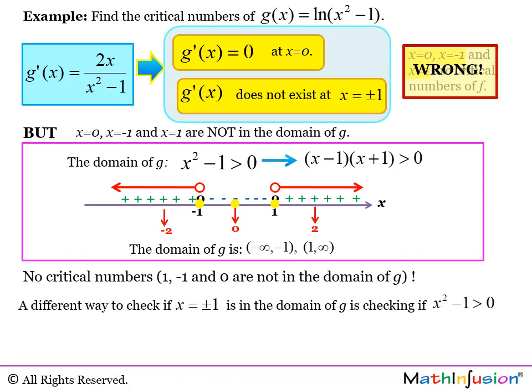There's a different way to check if those numbers are in the domain of g. You can just plug them in and see that if you plug 0 or 1 or negative 1, x to the power of 2 minus 1 is not greater than 0. So you don't have to do all this analysis on the real line because we don't care so much about the domain of the function. We more care to show that those numbers are not in the domain. So you just try and you bet it's a big no-no.